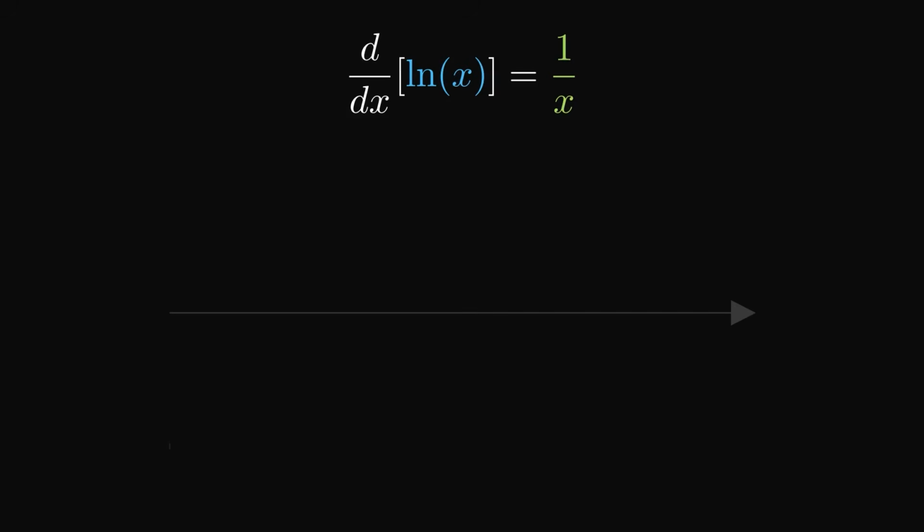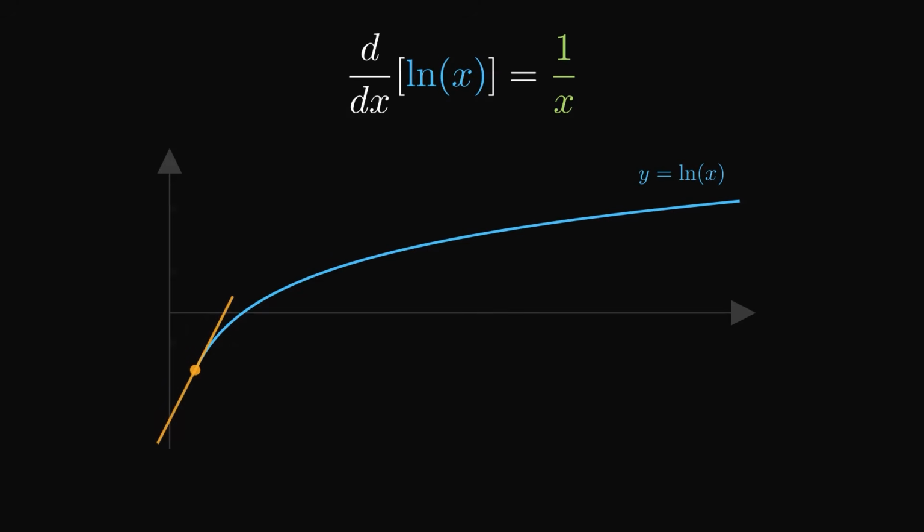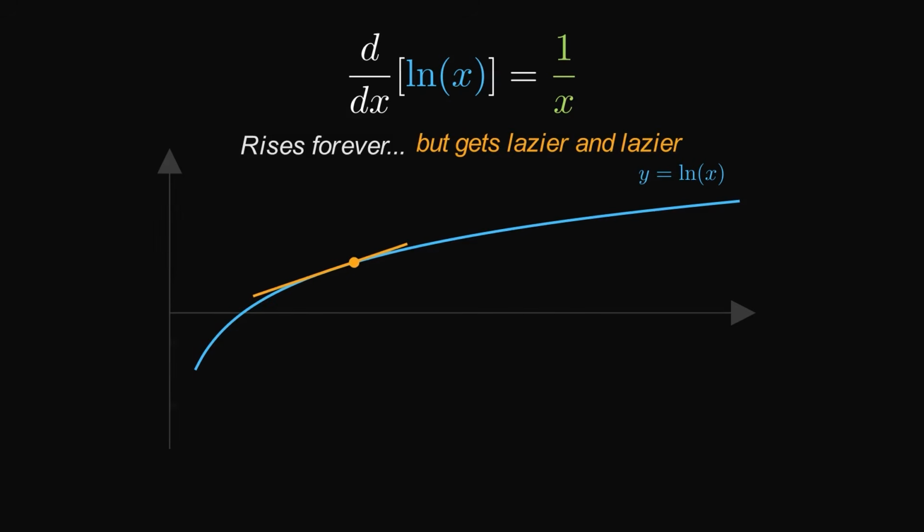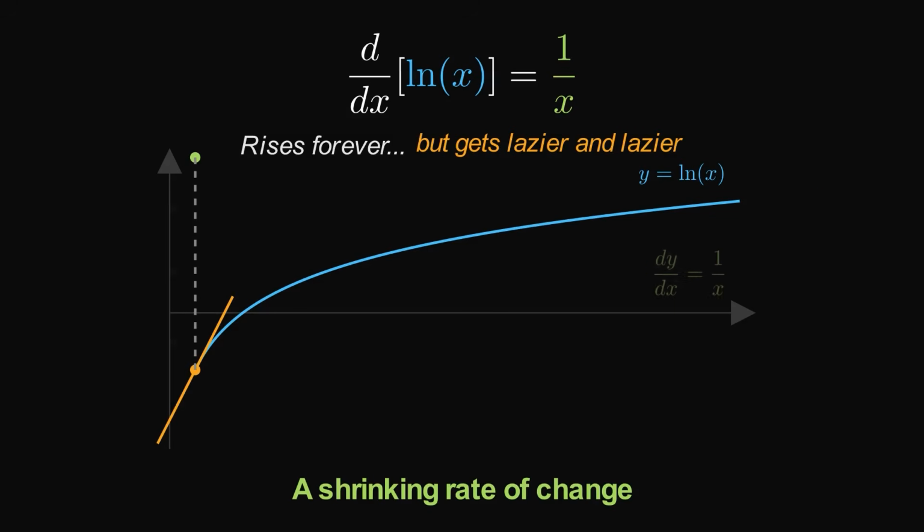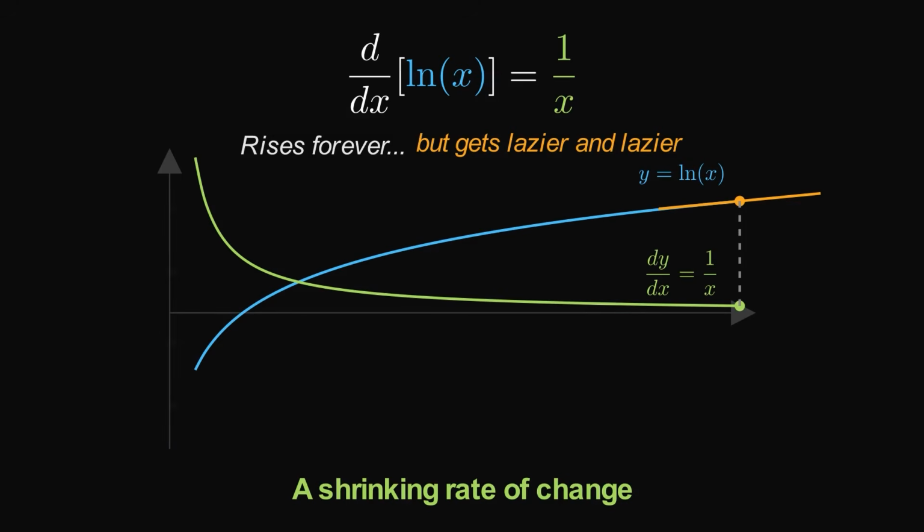Now for ln x, we can just say that d dx of ln x is simply equal to 1 over x. The way to think of this is think of ln x as a function that grows, but it just keeps getting lazier each time. It rises forever, but it gets slower and slower. And so therefore its derivative, 1 over x, captures exactly that. It's a shrinking rate of change.